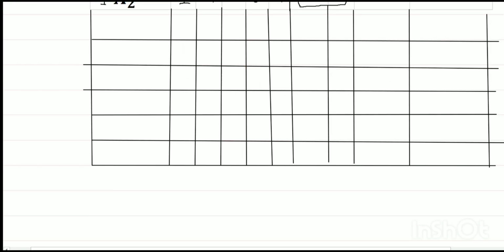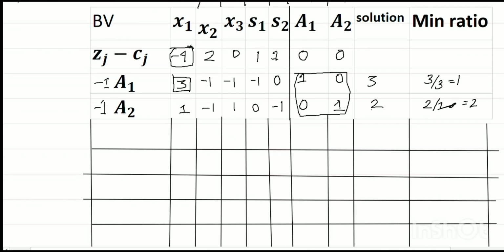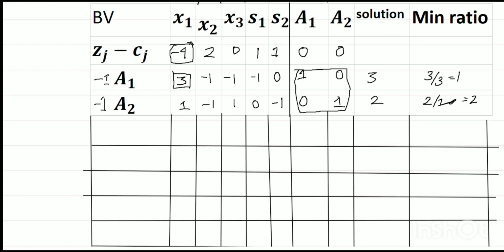So you see this is the pivot element. This is my pivot element, and entering vector, and this is my leaving vector. Leaving vector is A1. A1 is my leaving vector, and entering vector is my X1. X1 is my entering vector. Okay, so now I just write in here Zj minus Cj.